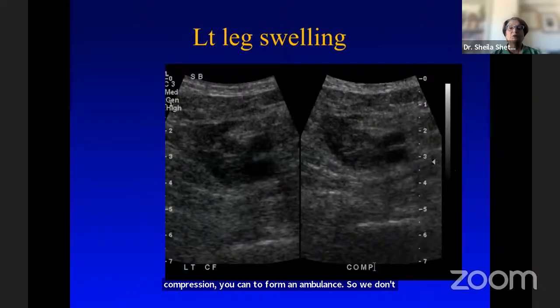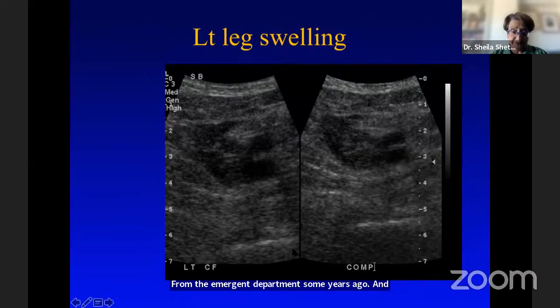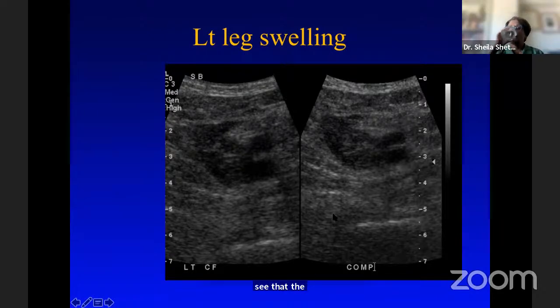Okay, so let me start with this case. This is a patient who came in to the emergency department some years ago with left leg swelling. Here I'm showing you still images of the left common femoral vein. Here's the artery, and here is the vein. When we do the compression, you can see that the vein is not compressing and there are internal echoes. So this is a pretty straightforward case of deep vein thrombosis.